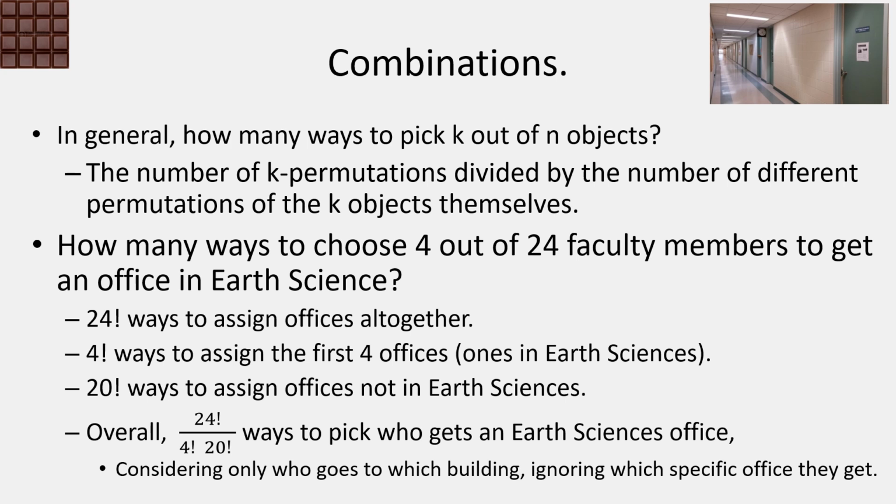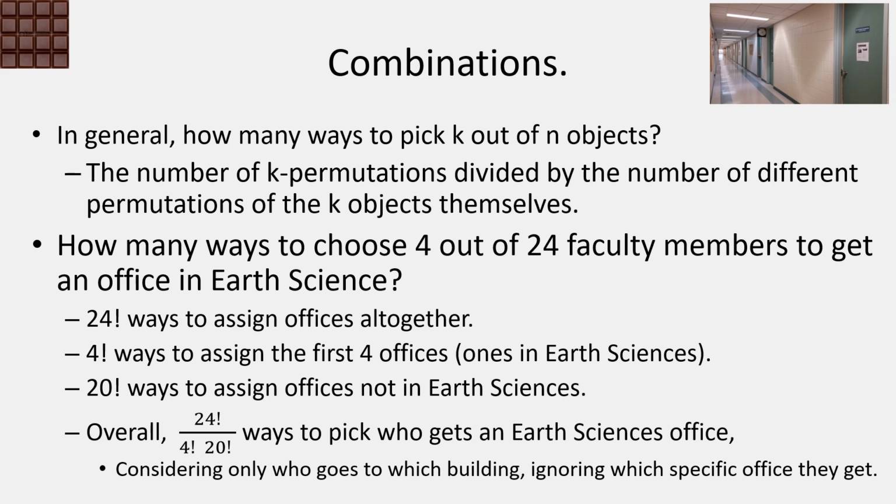Okay, but now suppose we don't even care who gets which office. Suppose we just want to know how many ways to put 4 people into earth science and leave the other 20 at the engineering building. So how can we calculate that?